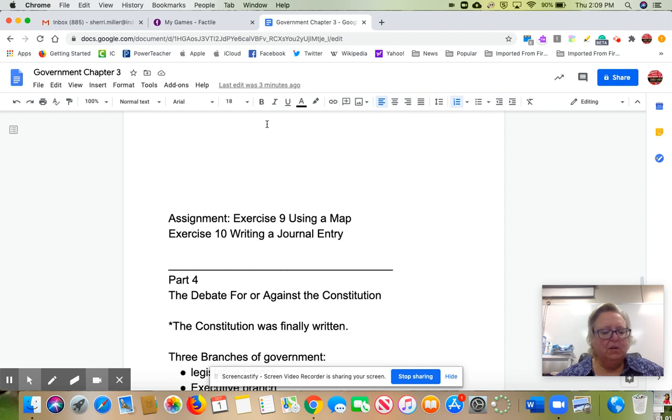It asks, how did the delegates get along? Some of them got along very well. Others had their own ideas of what each state would be like. The South wanted more votes than the North and things like that. So come up with 3 to 5 sentences. Like I said, I'm not going to be picky. I just want you to try.